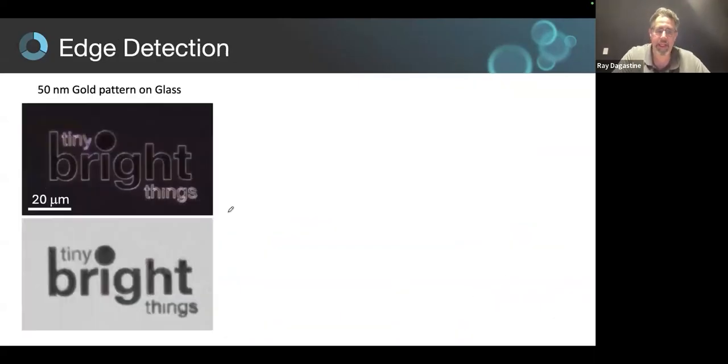Now, as I mentioned, it's good at detecting the edge. And so this sample is actually a 50 nanometer film. We did do the Melbourne University logo as well. This just happens to be the Tiny Bright Things one.